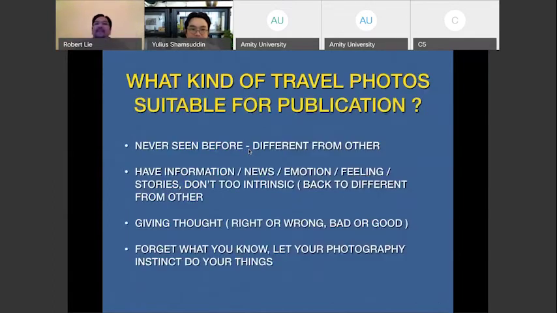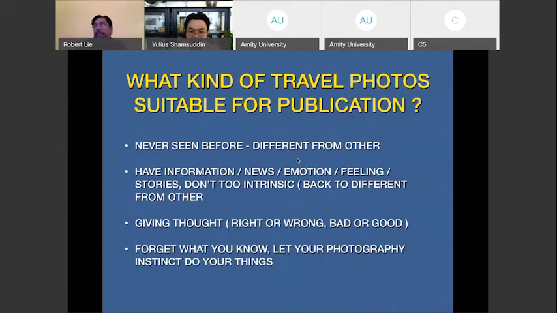What kind of travel photographs, what kind of travel photos are suitable for publication? Be careful, as I said before. If not every travel photography, every travel picture can be published.